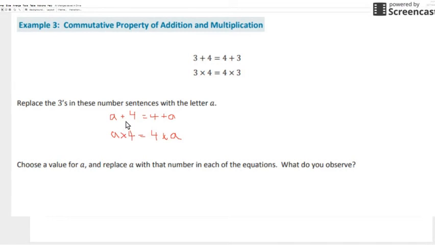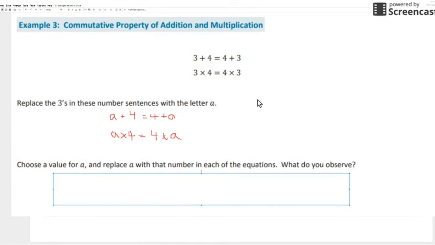And so if we continue to do this, let's do it one more time. Let's replace A with 5. 5 plus 4 is 9, 4 plus 5 is still 9. And once again, 5 times 4 is 20, 4 times 5, excuse me, is still 20. So we could do this over and over again, but we should see something being true. No matter what we replace it with, the result is still true. So once again, no matter what number we replace A with, the answer is still true.